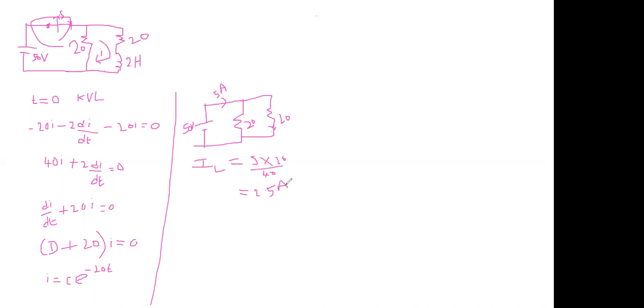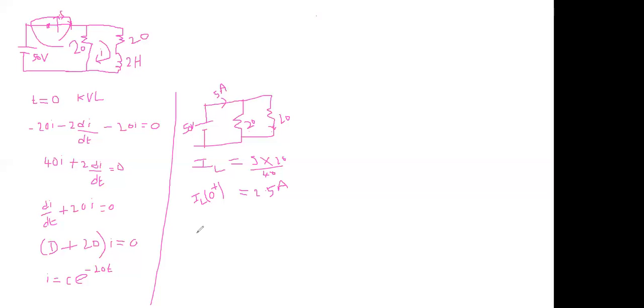So in the switch-closed case, the current value is 2.5 ampere. This current we call IL of 0 plus. 0 is the initial value, and 0 plus means a certain time period. IL of 0 plus equals 2.5 ampere. This is the initial condition.